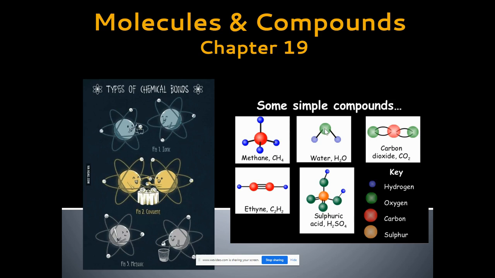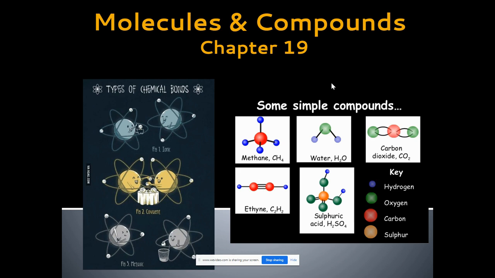Here we have water. We have oxygen in the middle, hydrogens on the outside, hydrogens bonded to the oxygen. Here we have carbon dioxide, carbon in the middle, two oxygens on the outside. Ethine, two carbons in the middle, two hydrogens on the outside. Sulfuric acid, one sulfur in the middle, that's the orange one, four oxygens on the outside, and two of those oxygens have a hydrogen attached to them. So these are just examples of different possible molecules. Okay, again, molecules are what happens when you have two or more atoms that are bonded together.